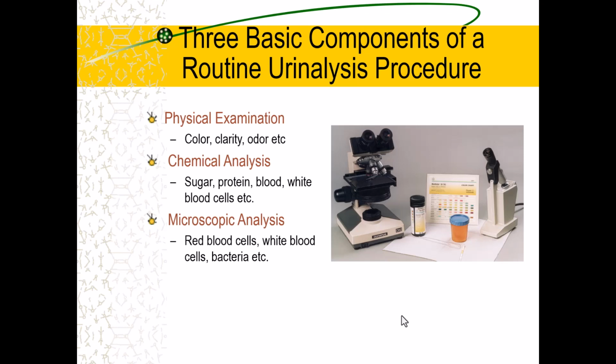Now, if there are certain criteria on the chemical analysis, it'll reflex to a microscopic. We do not do microscopics necessarily on everyone, but the microscopic is the third part. In the microscopic, we're looking for the cellular elements: red cells, white cells, casts, crystals, bacteria, things that are solid, is what we're going to be looking for on the microscopes. So these are the 3 parts of a full urinalysis procedure: physical, chemical, microscopic.